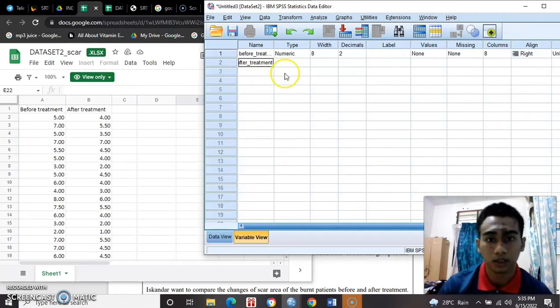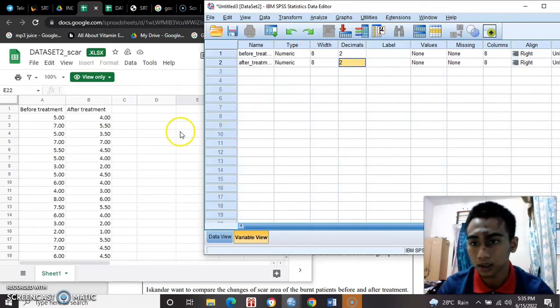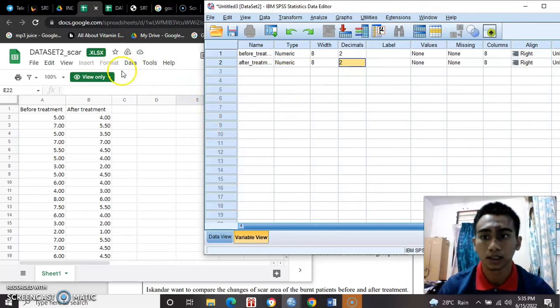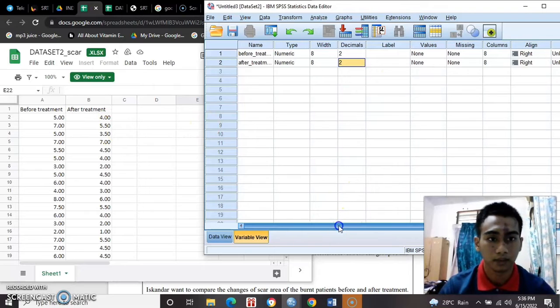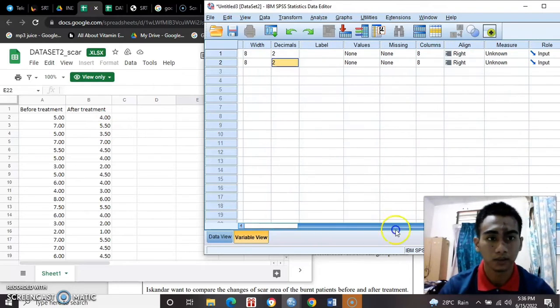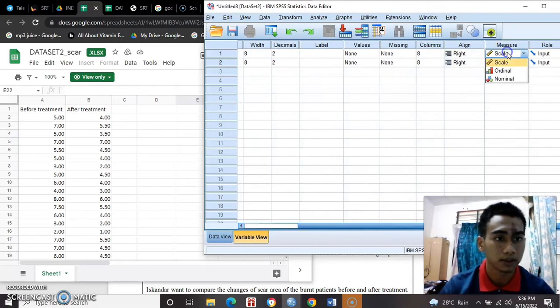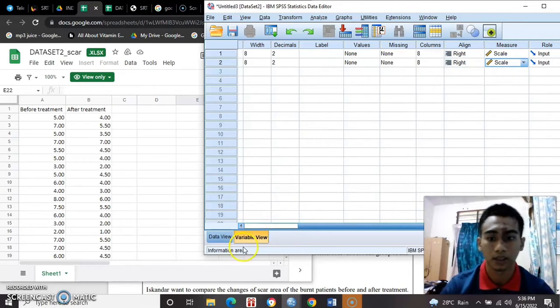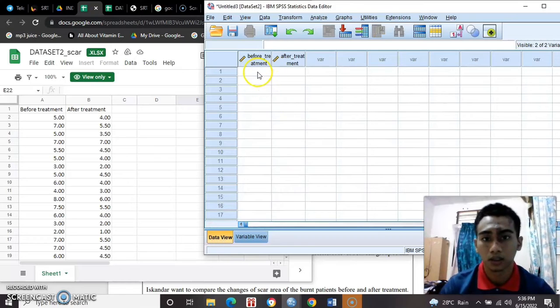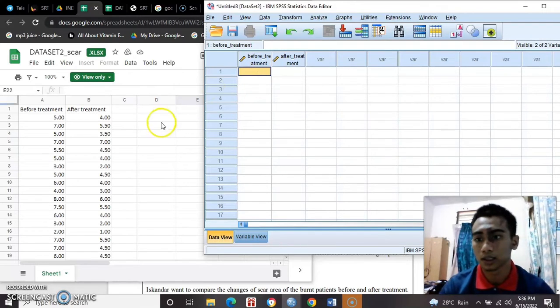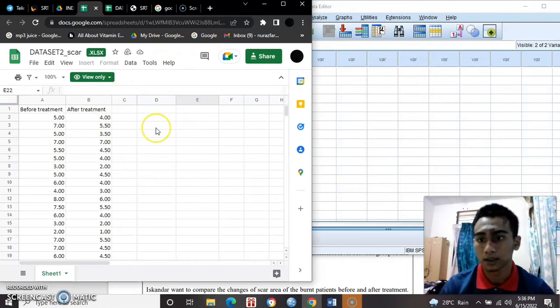Right, so the type is numeric, and for the decimal place, we follow the data set, which is to use 2 decimal places, and there is no label for this. And for the measure, we use scale for both of them. Okay, next we go to the data view. Then we just need to key in the data based on the data sets.